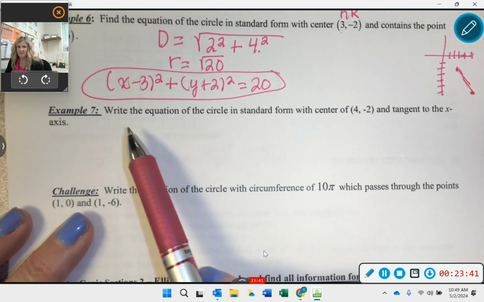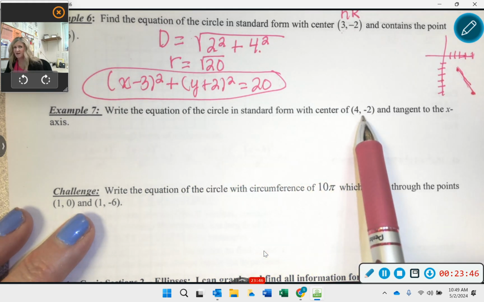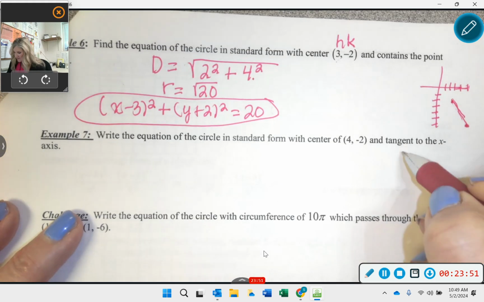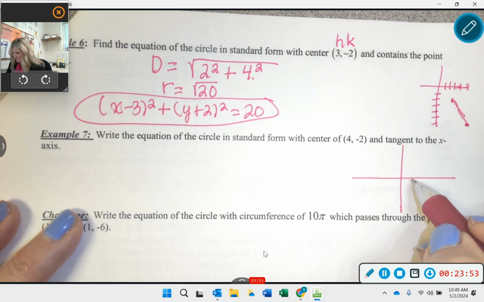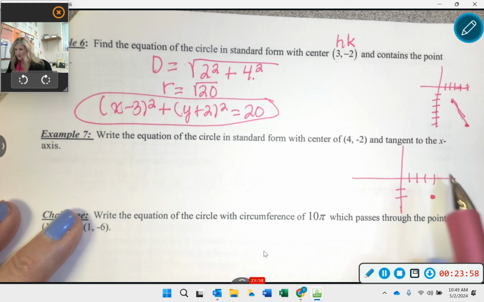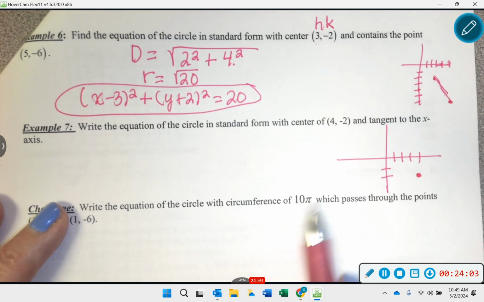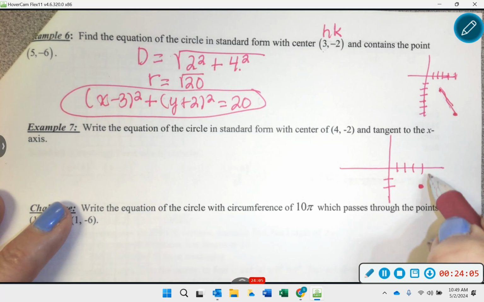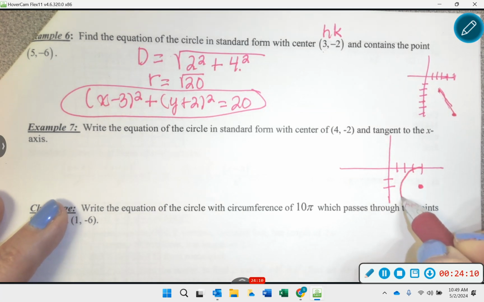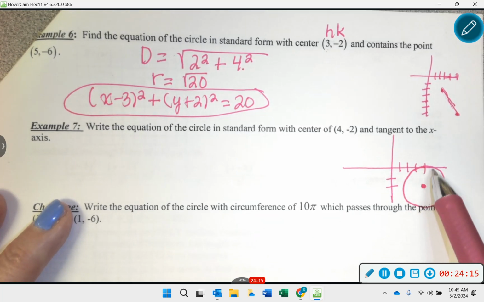This always confuses people. Write the equation of the circle in standard form with center of 4, -2 and tangent to the x-axis. All right, do a little sketch again. 4, -2 is our center. Does anybody remember what tangent means? Against. Right up against it, barely touches it. So tangent to the x-axis is going to look like this, just barely touching that x-axis, barely touching it.